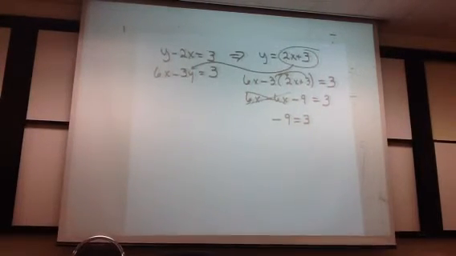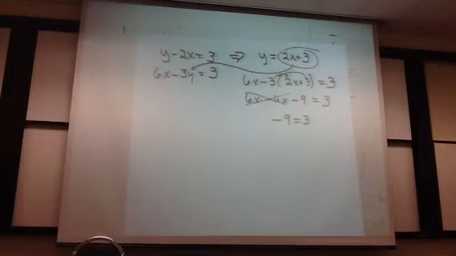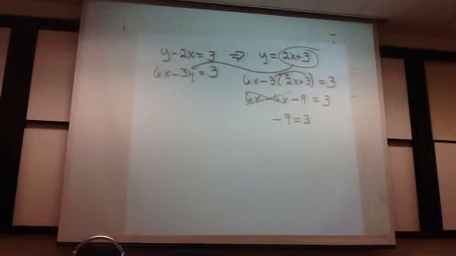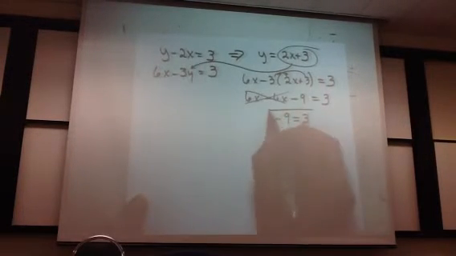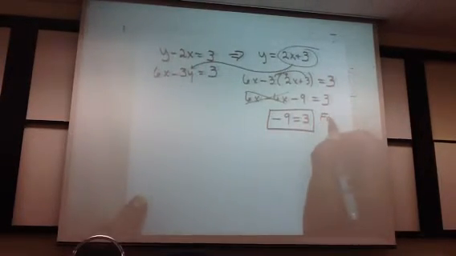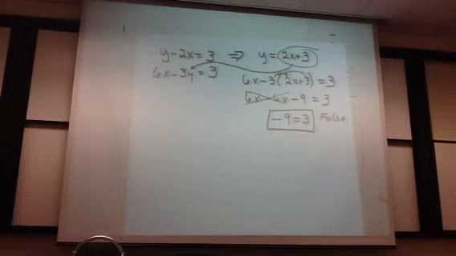That doesn't look good. Wait a minute, is negative 9 equal to 3? No. I don't think so. Not today. What kind of statement would you say we just came up with? False. It is a false lie, ladies and gentlemen. This is a false statement. Notice no x's or y's are left. Just a universally false statement.